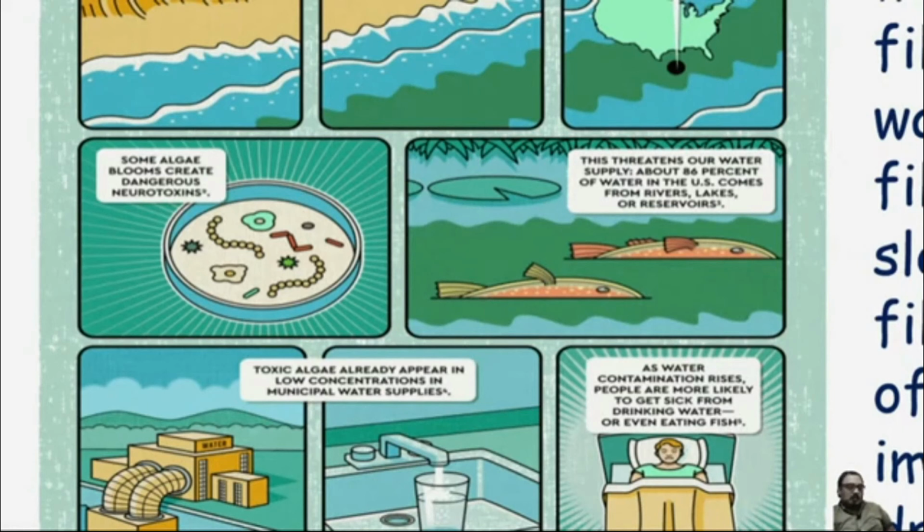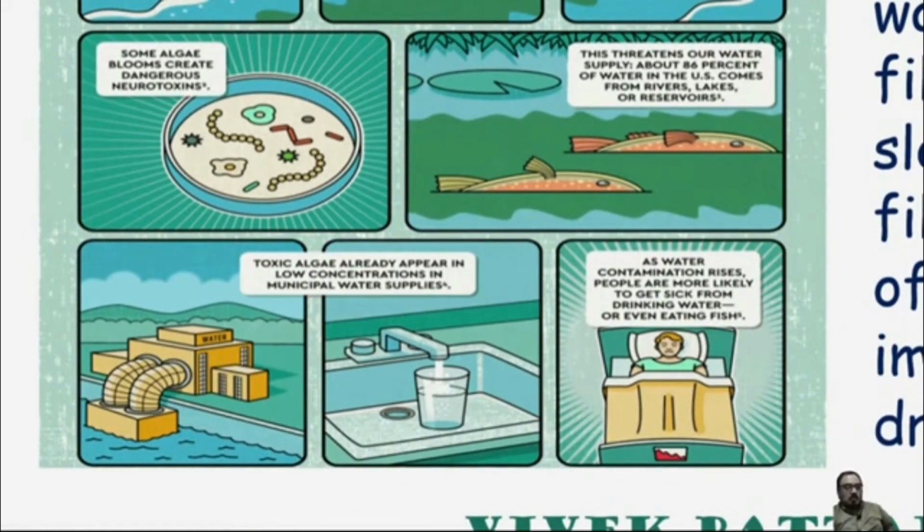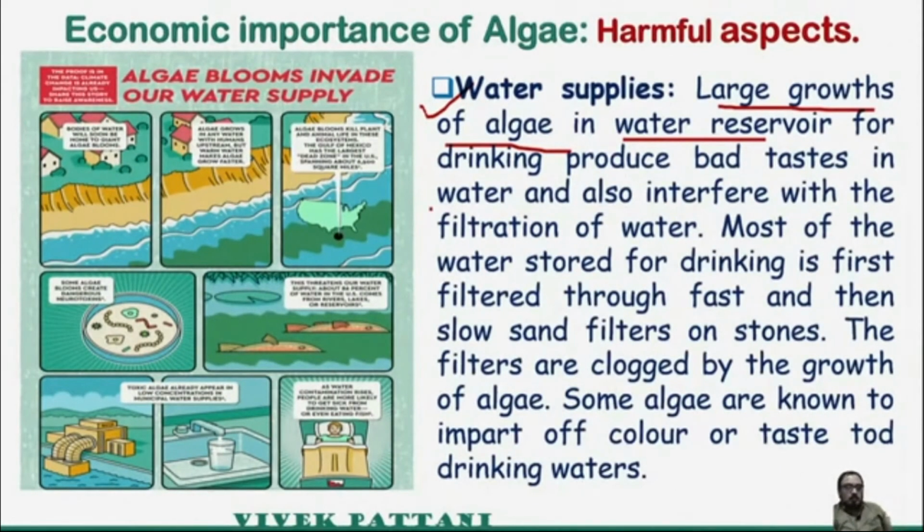Some algal blooms can also create dangerous toxins, due to which it threatens our water supply, even the life of the fishes which live in that water body. And these toxic algae are found in higher concentration, even in the low concentration. If this same water is being used by human beings, it can cause a disease in human beings also. So the large growth of algae in a water reservoir for drinking water basically produces bad tastes in water and also interferes with the filtration of water.